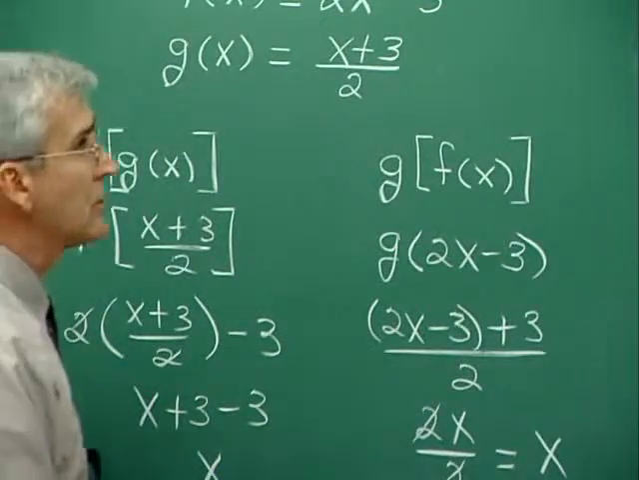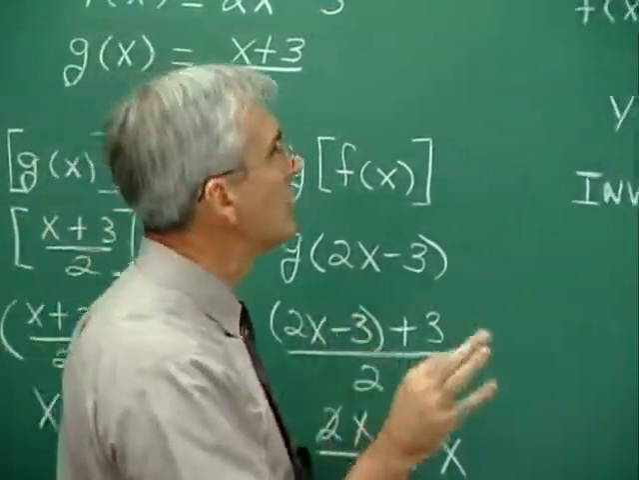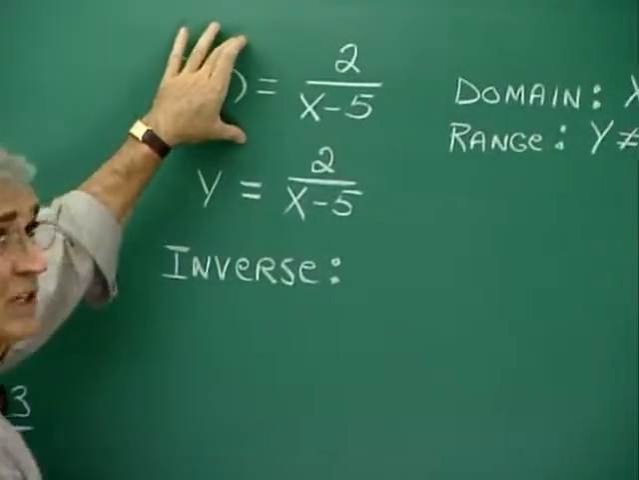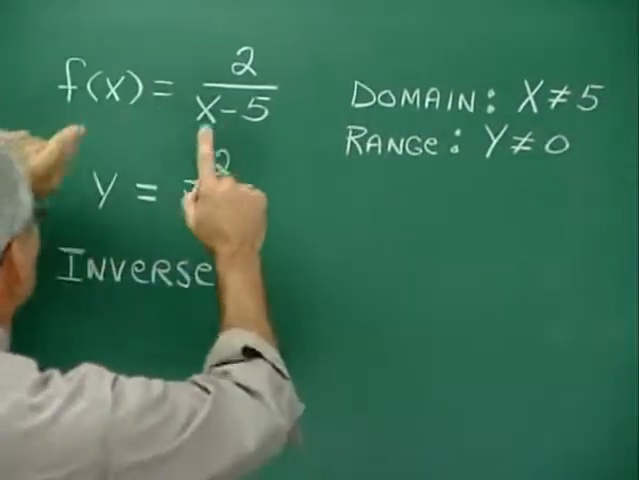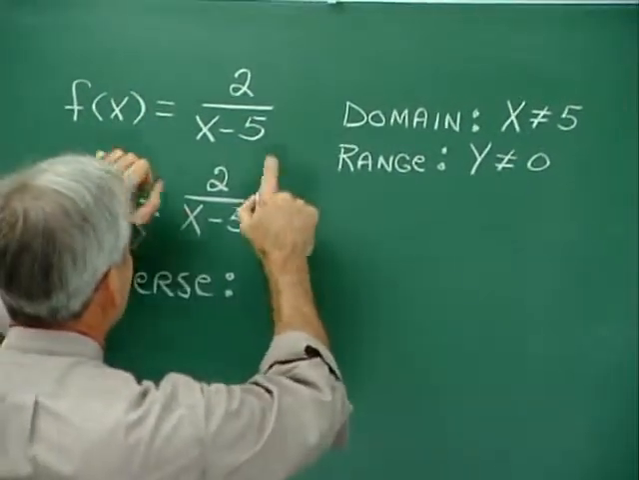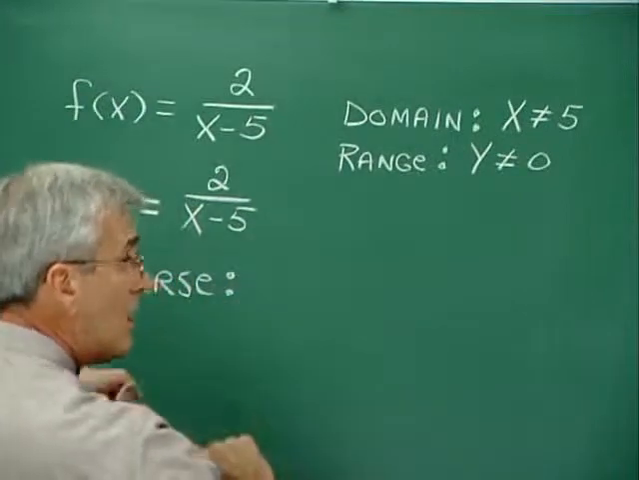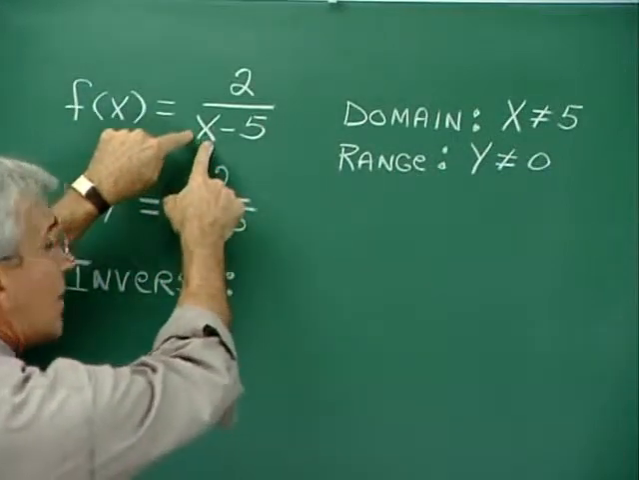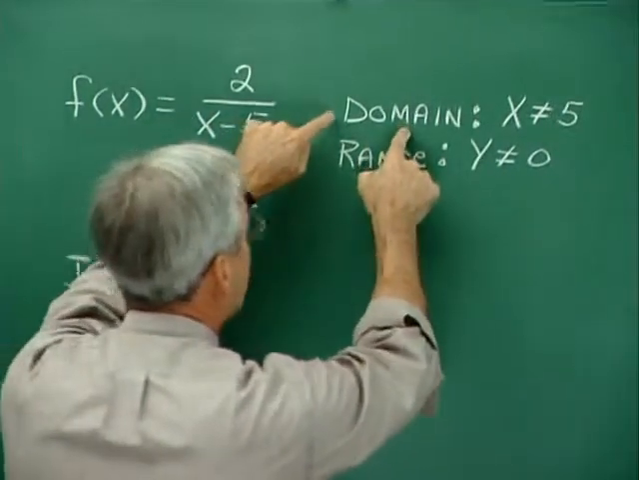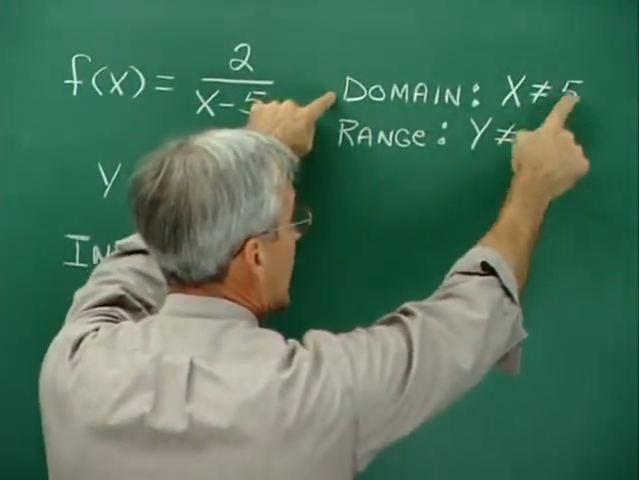Let's take a look at another situation. Suppose we start with this function, and we identify first its domain and range. All right, think about domain. We've got the acceptable replacements for x. Well, all x's are okay except for that particular x that will cause this denominator to become 0. The denominator becomes 0 when x is 5, so the domain would be all real numbers except 5. x is not equal to 5.